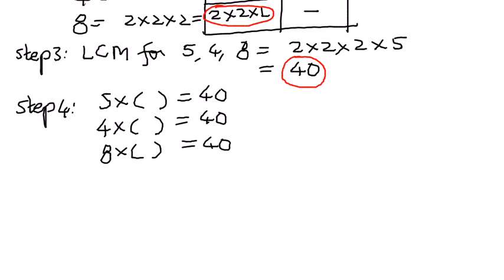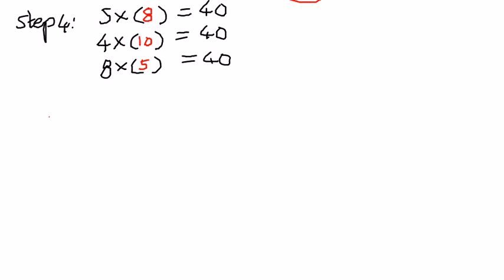5 times 8 is equal to 40. 4 times 10 is equal to 40. 8 times 5 is equal to 40. Right? So therefore, we are now ready to write the next step.